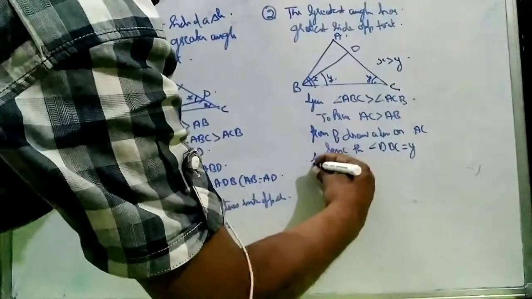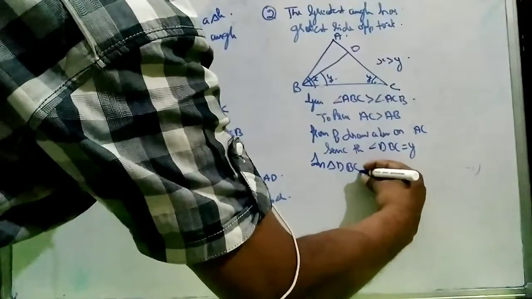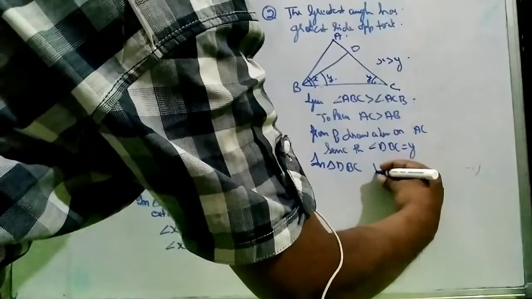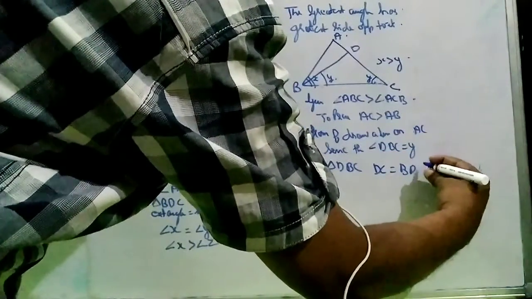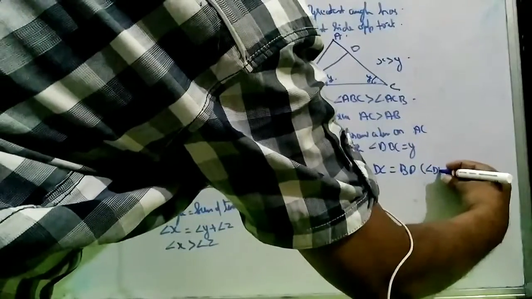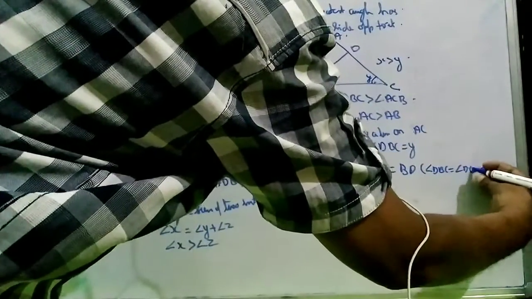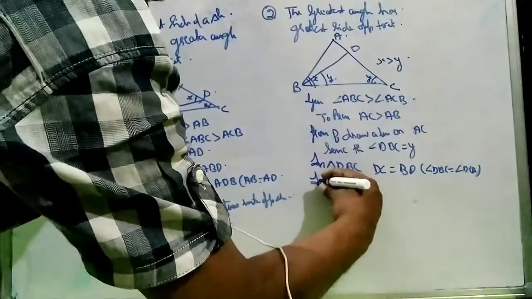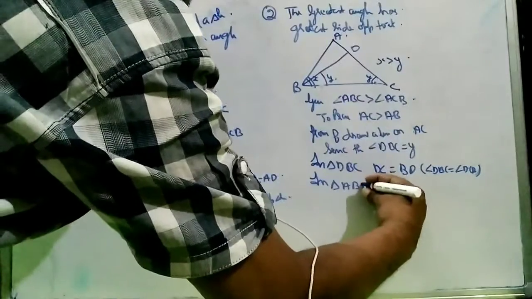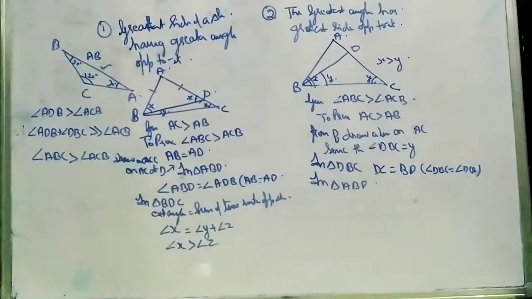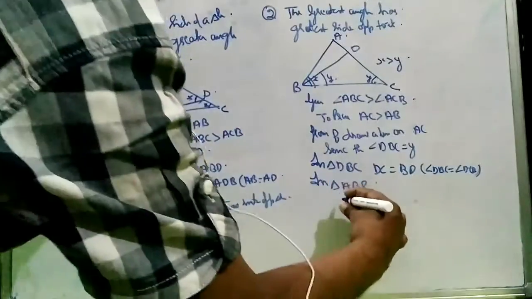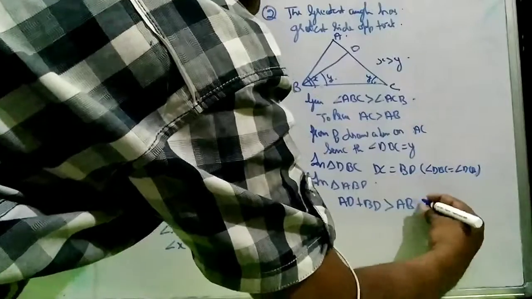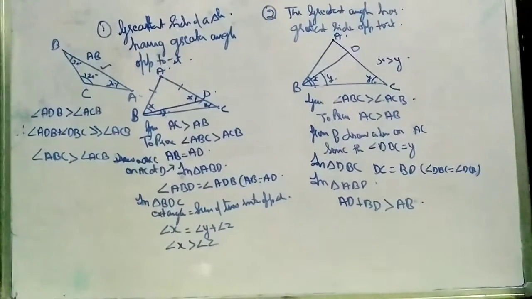Now in triangle DBC, we can say DC is equal to BD. Why? Because angle DBC is equal to angle DCB. The angles are equal, so the sides opposite to them are also equal. Now take triangle ABD: the sum of two sides of a triangle is always greater than the third side. That is, AD plus BD is always greater than AB.